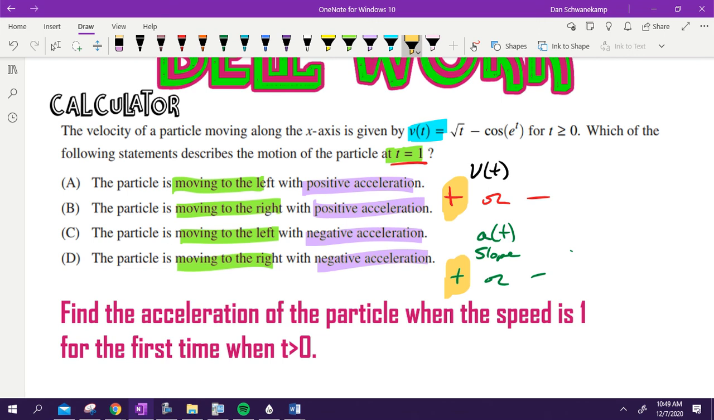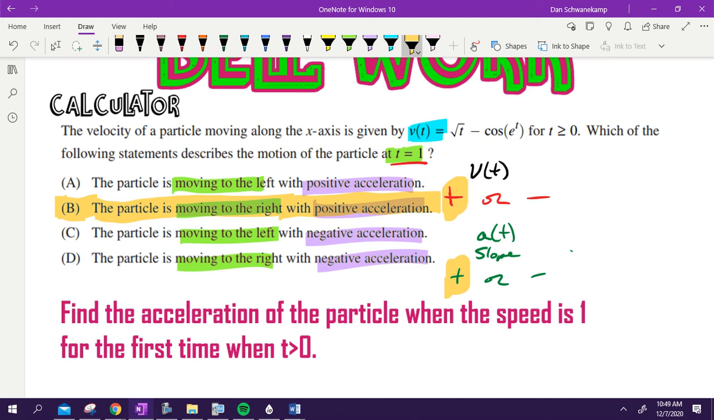So what is my answer? Show me with your fingers. 1 for A, 2 for B, 3 for C, 4 for D. The answer is B. I'm moving to the right if velocity is positive, and obviously I have positive acceleration because I have positive slope. Make sense on that one?